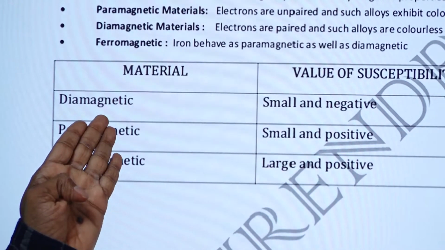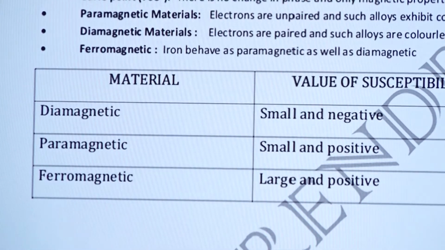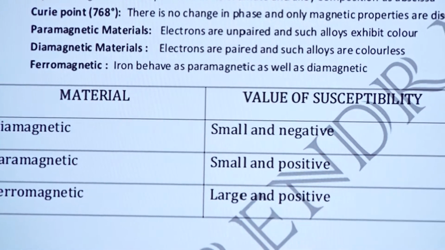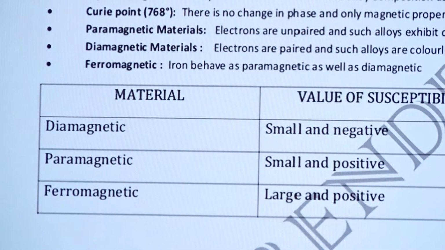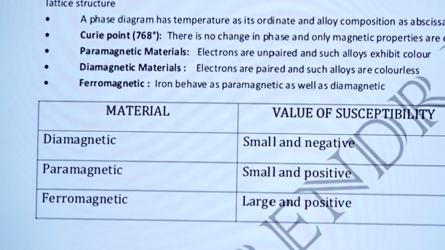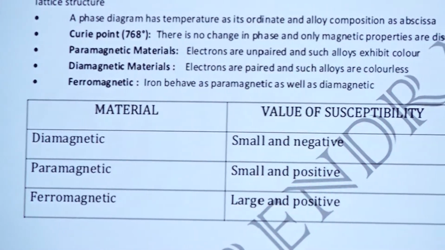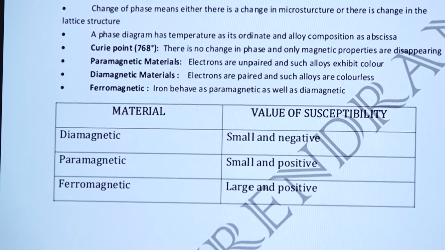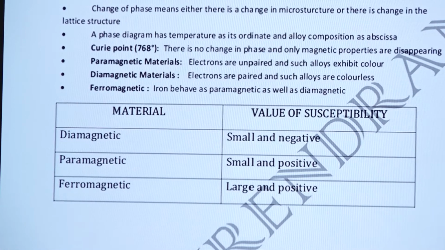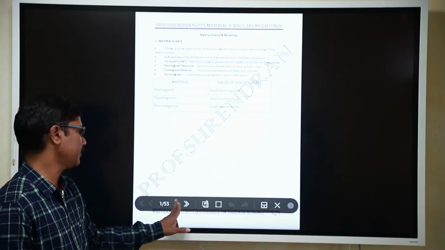In paramagnetic material, the electrons are unpaired, and such alloys exhibit color. In diamagnetic material, electrons are paired and such alloys are colorless. In ferromagnetic material, iron behaves as both paramagnetic and diamagnetic. Diamagnetic material has a small and negative value of susceptibility, paramagnetic material has a small and positive value of susceptibility, and ferromagnetic material has a large and positive value of susceptibility.